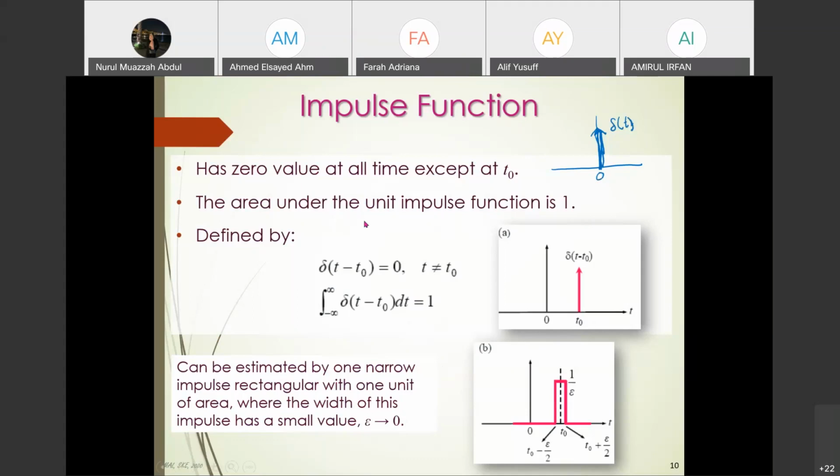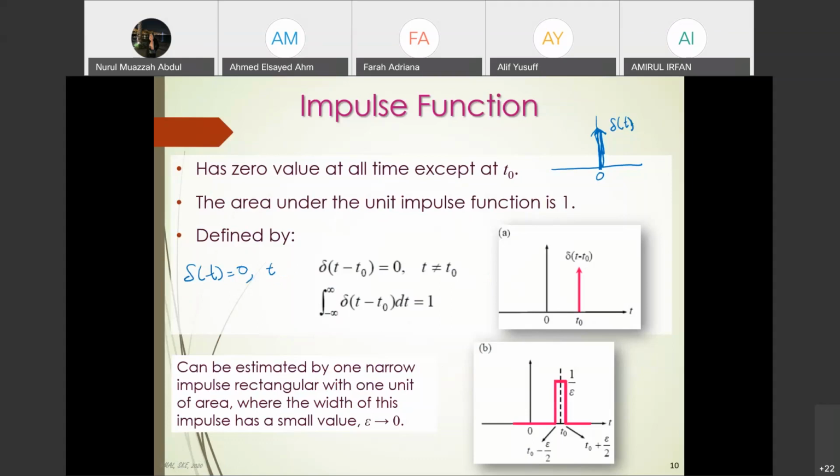So the area under the unit impulse function is one. This is the property of the impulse function: when you integrate this delta function, you will get 1. It is defined by delta t minus t naught equal to 0 when t is not equal to t naught. Or you can also define it like this: delta t is equal to 0 when t is not equal to 0.